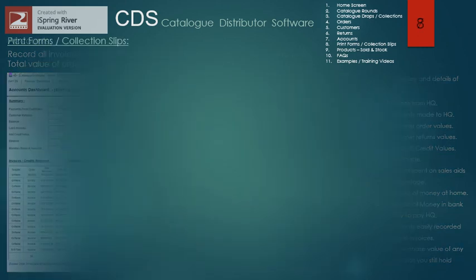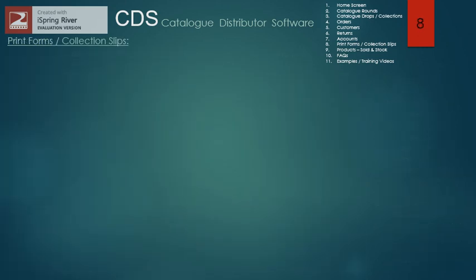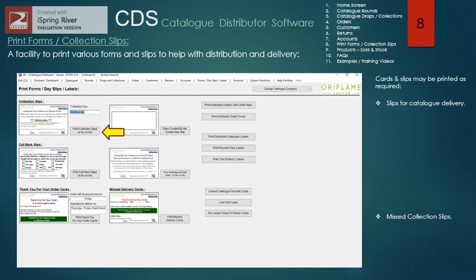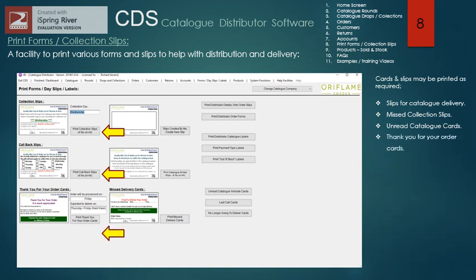Print forms and collection slips. A facility to print various forms and slips to help with distribution and delivery. Cards and slips may be printed as required. Slips for catalog delivery. Missed collection slips. Unread catalog cards. Thank you for your order cards. Other various cards and forms available with ongoing editions.